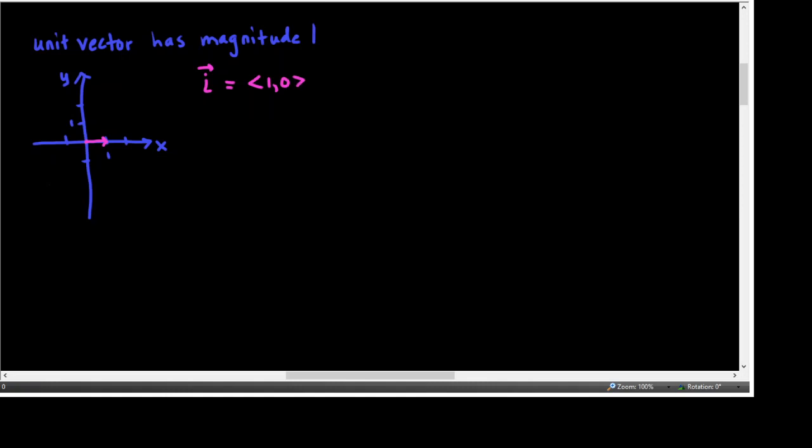And then the one that is in the vertical direction and 1 unit long is called the J vector. And its terminal point is 0, 1. So the component form is 0, 1.